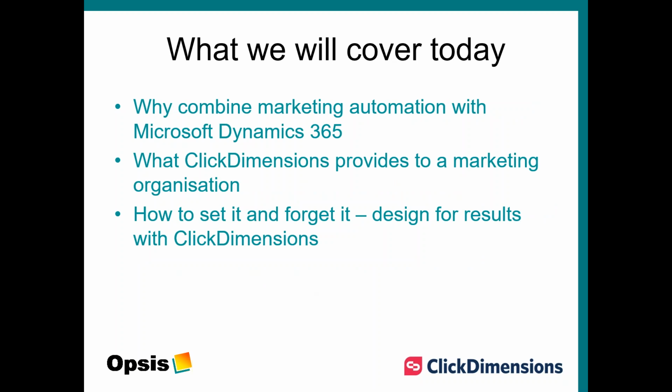What I'm going to cover between now and probably about 10 to 3 is what benefits you get by adding a marketing automation solution such as ClickDimensions to Dynamics 365. We're going to look at what ClickDimensions provides to you as a member of a marketing automation. And we're going to finish off by looking at how you can set it and forget it. In other words, how you can set things up, which allows a lot of your marketing to just happen without you doing anything at all.